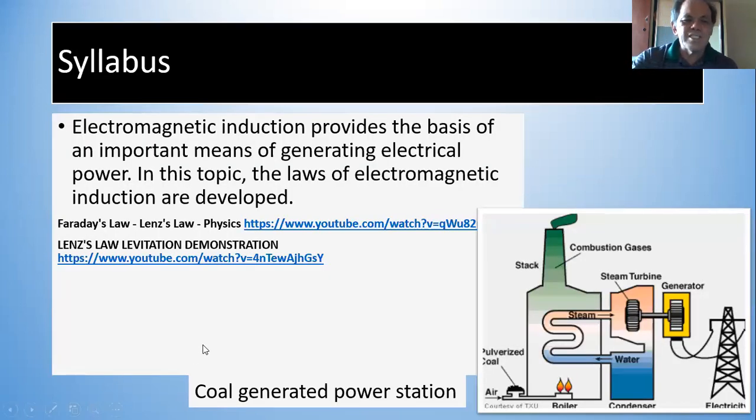Okay, the main purpose is to study electromagnetic induction because we generate electricity using electromagnetic induction. And then we want to study the laws. So basically, we'll look at this one, where you use coal, you heat it up with water.